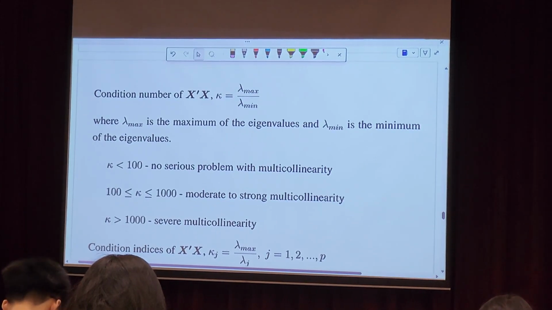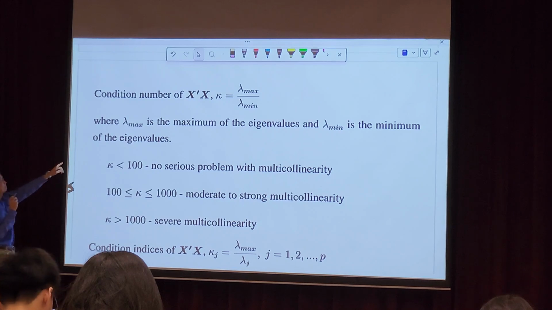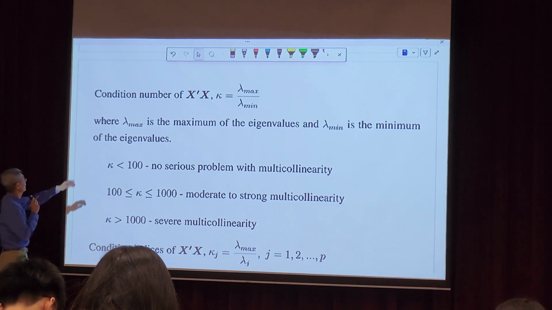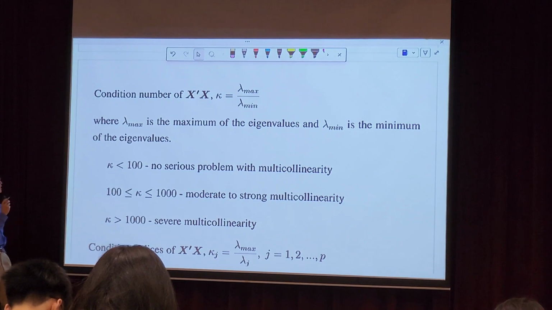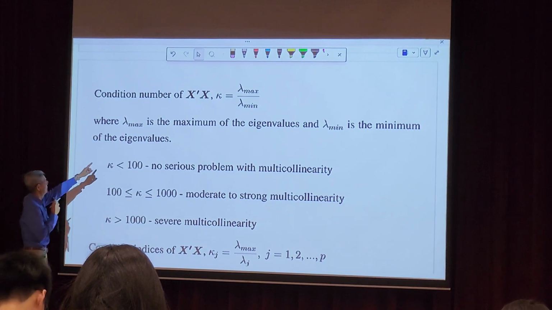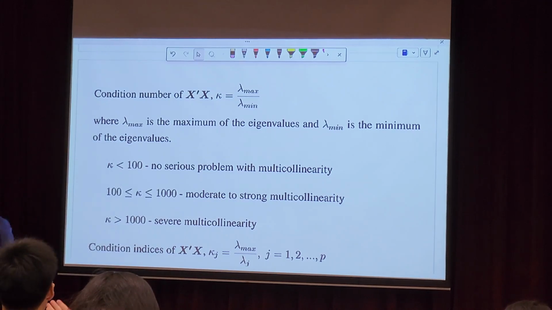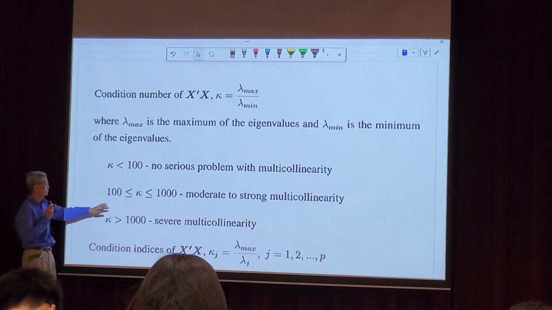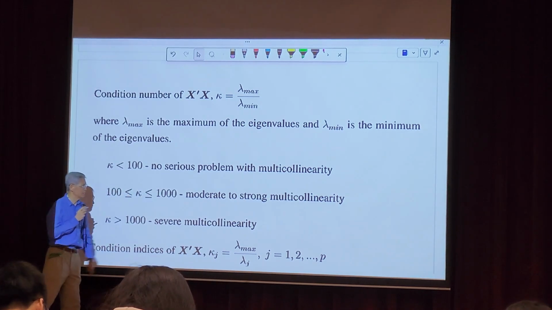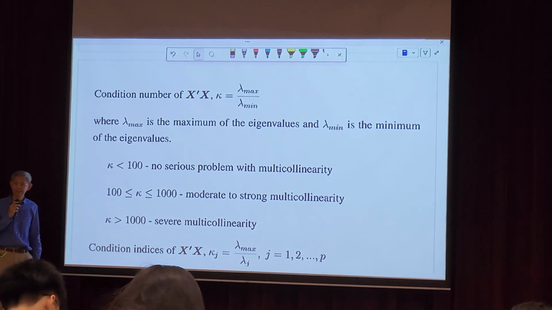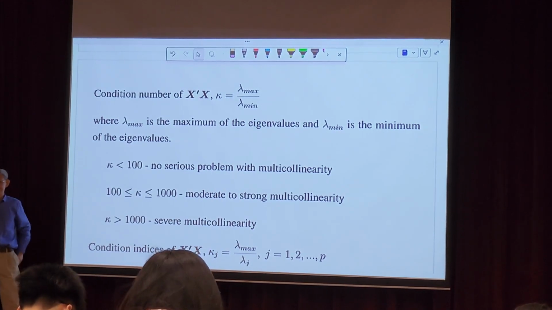So the third diagnostic is based on eigenvalues. Given an X matrix, find X prime X, find the eigenvalues, and then calculate the condition number, which I define as lambda maximum over lambda minimum. Lambda maximum is the maximum of the eigenvalues, and lambda minimum is the minimum. After that, we look at this condition number, and it will tell us whether there's any problem or not. If the condition number is less than 100, there's no serious problem with multicollinearity. If it is between 100 and 1000, there's moderate to strong multicollinearity. Anything more than 1000, severe multicollinearity. So the third method is based on eigenvalues.